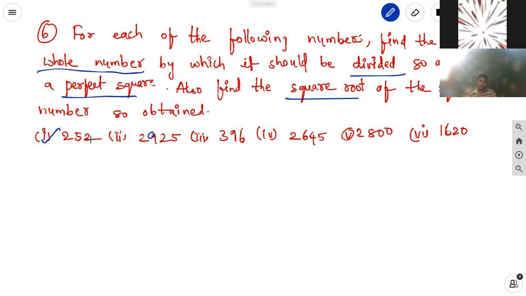Remaining you can try it. I can do the first, second and fourth one. The remaining three you can try yourself.